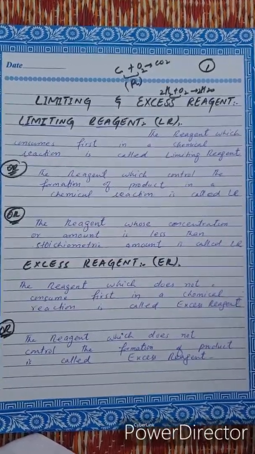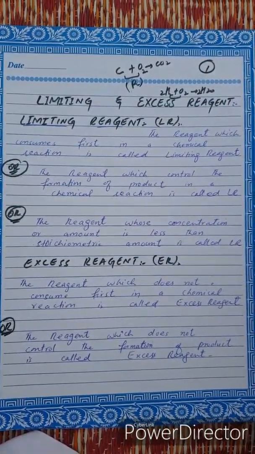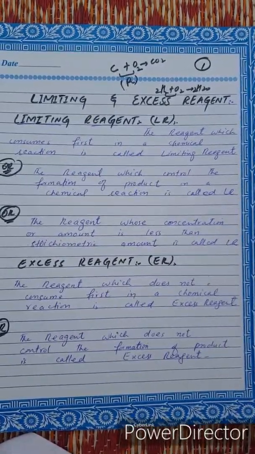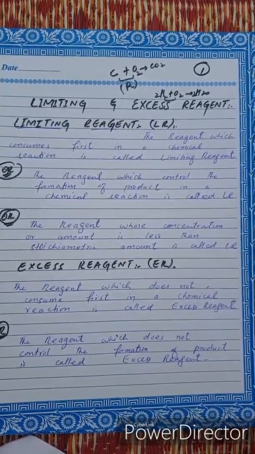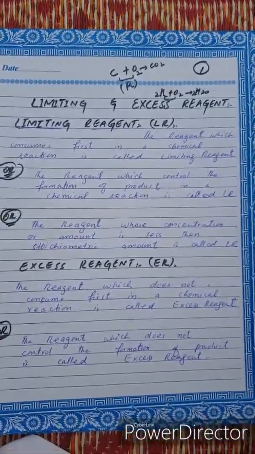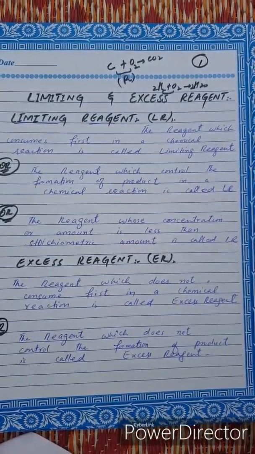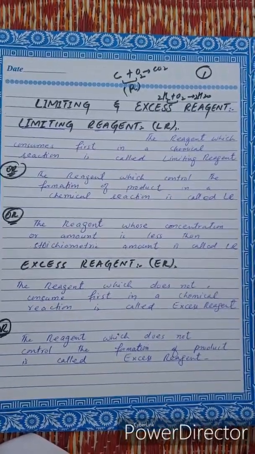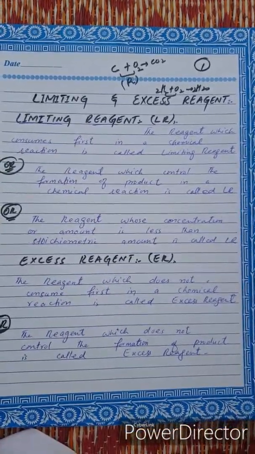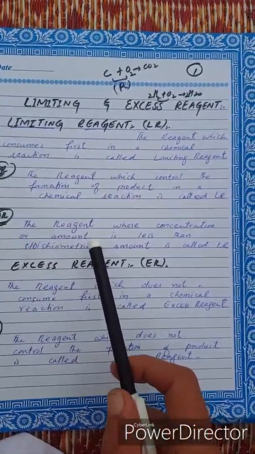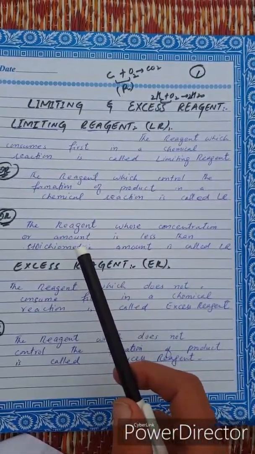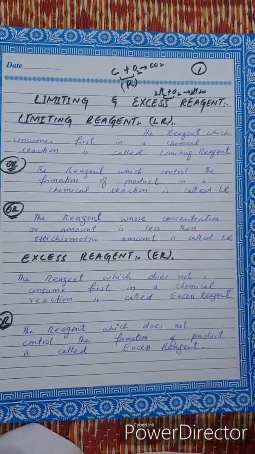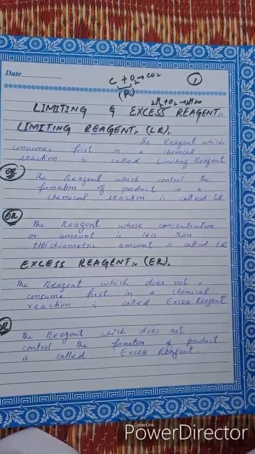So how does it control the formation of the product? Basically, when the limiting reagent is finished, consumed, then the reaction stops. The reaction does not occur further. And when the reaction does not occur further, the product will not form. So that's how it controls the formation of the product. We can also define it as the reagent whose concentration or amount is less than the stoichiometric amount. So these are some definitions of the limiting reagent.